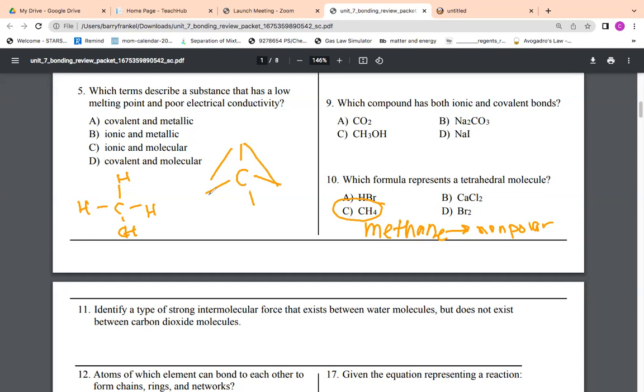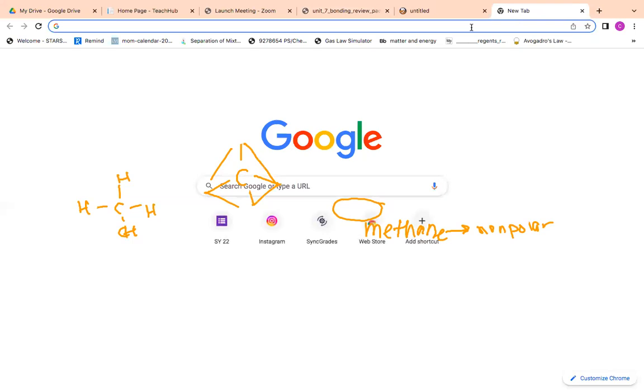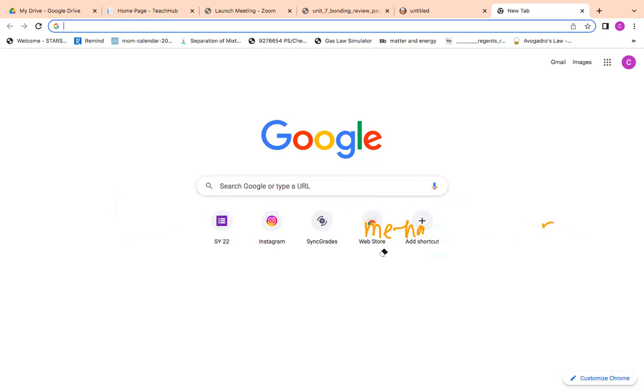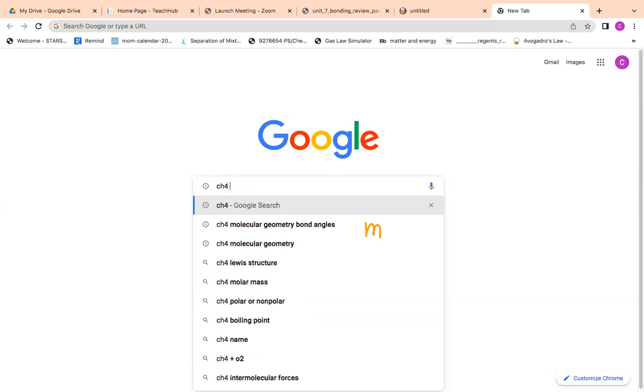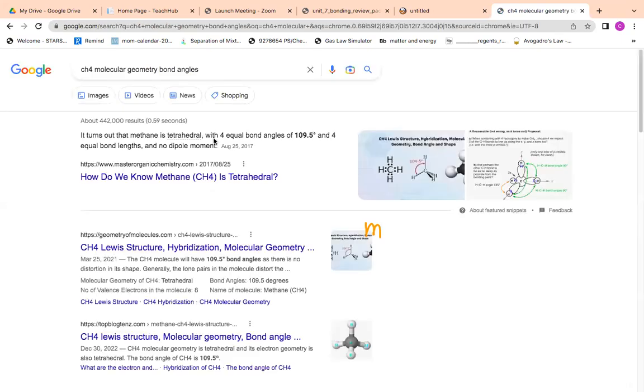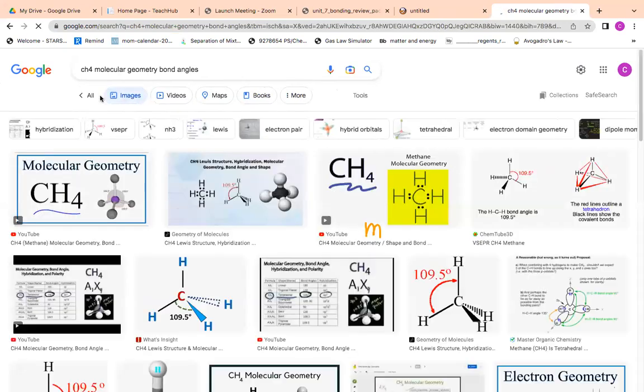If I were to draw it, this is not going to work out well. Let me see if I could just Google it so we can get a better idea. Let me get rid of all this stuff. We can just get a better look at it. Okay. So we were looking at CH4. Okay, CH4 molecular geometry. So we can take a look at what it actually looks like.